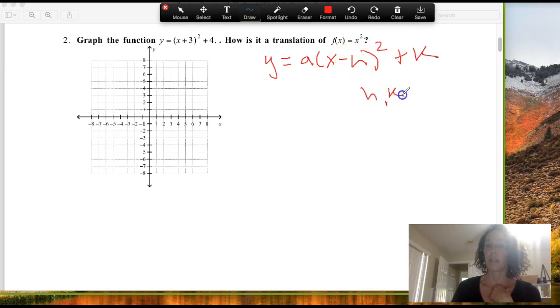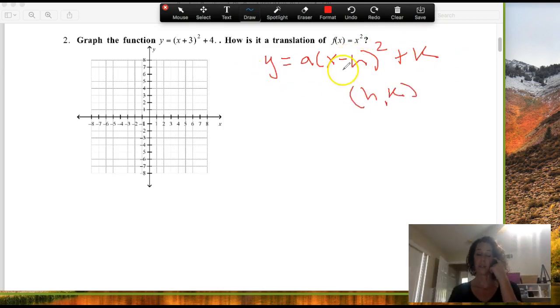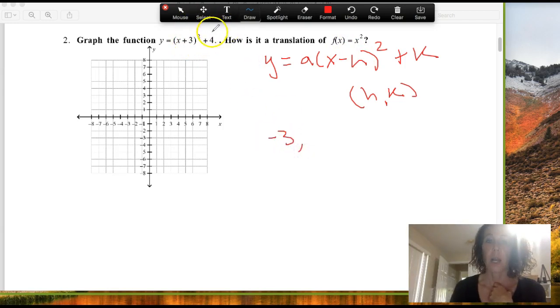H comma k is actually my vertex when I'm in this vertex form. So I can see my vertex is not going to be 3, it's minus h. So it's always opposite. It's going to be negative 3, comma 4. I know that's my vertex, so I can see here I'm going to shift my parent graph to the left 3 and up 4. So I take my parent graph and I shift to the left 1, 2, 3, and I shift it up 1, 2, 3, 4. That's going to be my new vertex.